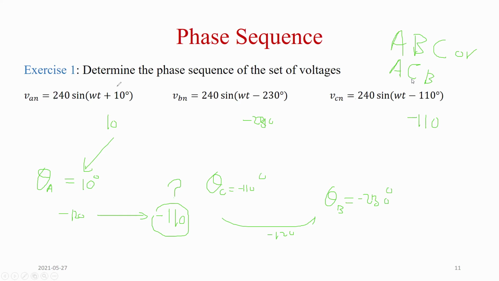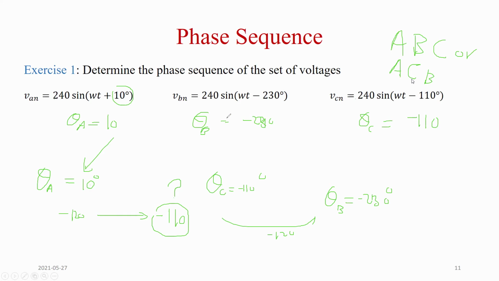So look at the A, subtract 120. Which one is that? C. So you put C. Then subtract 120. Which one is that? It's B. Okay, so this is the theta B, this is the theta A, and this is the theta of the phase C, the phase angles. So when I subtract 120 from A, I got C. When I subtract 120 from C, I got B.